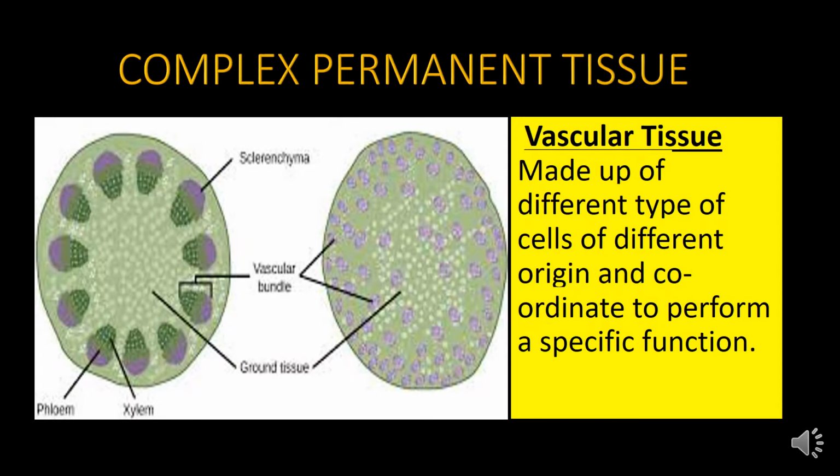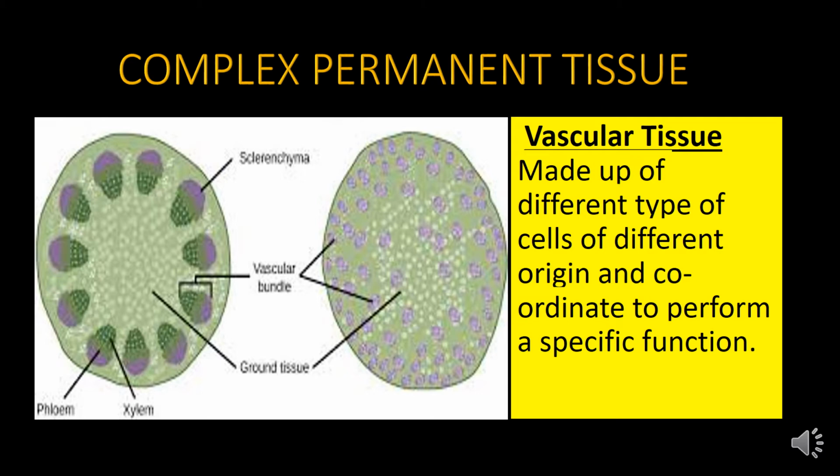Firstly, we'll discuss what complex tissues are. Complex tissues are a type of tissue which are made up of different types of cells having different origins, but they collectively coordinate to perform a specific function. The specific function performed by these complex permanent tissues is conduction. Hence, they are also termed vascular tissues, and they are present in the form of vascular bundles.